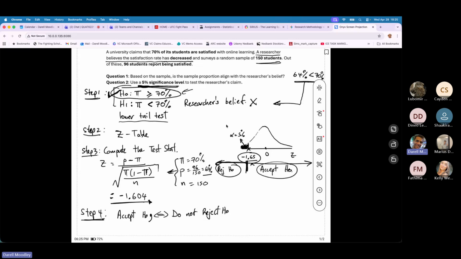So for step 5, you would conclude, and remember what I said from last week, you always want to start off with what the alpha is, or your level of significance. So from the question, you would say at a 5% level of significance, the data leads us to believe H naught is true. Hence, you could say we reject the researcher's claim.